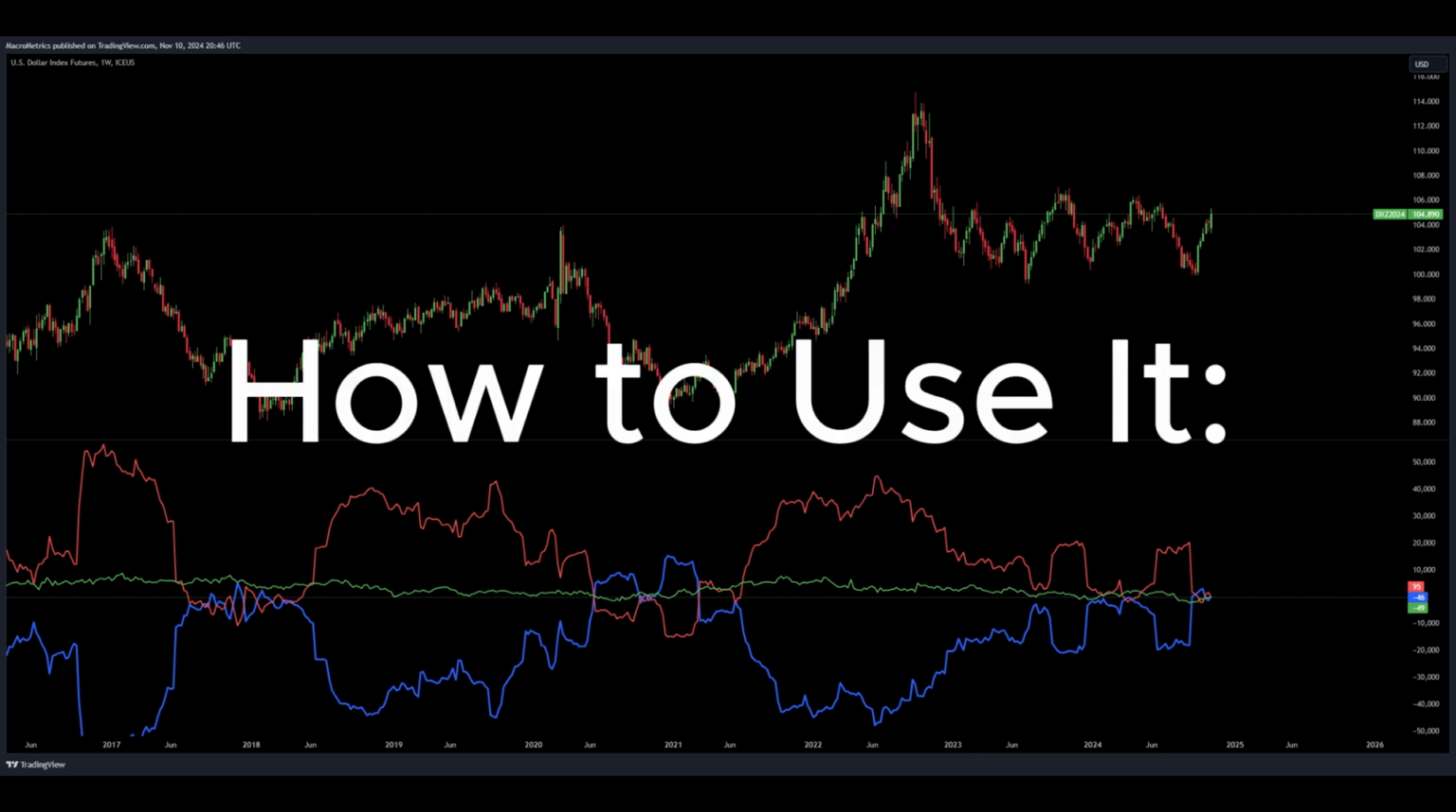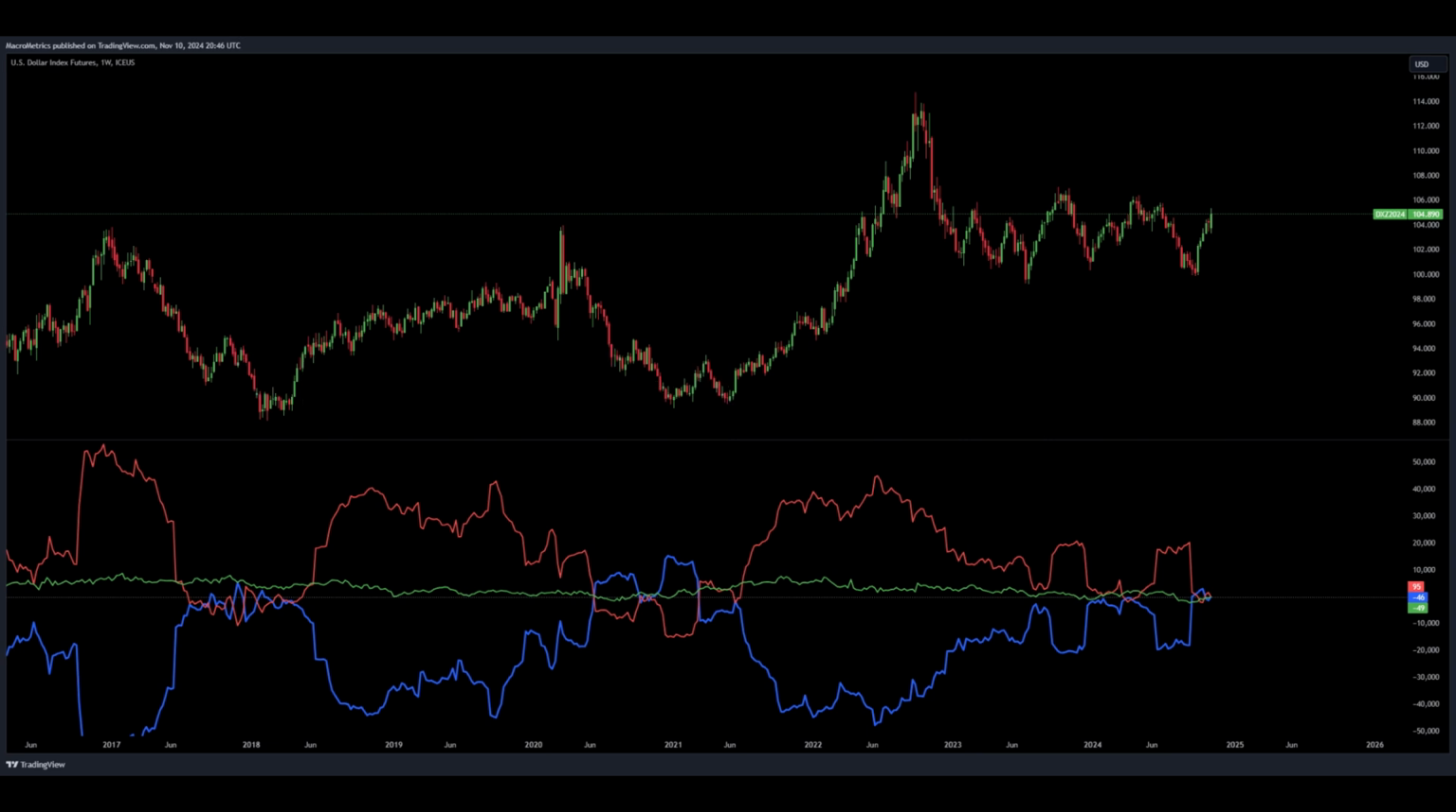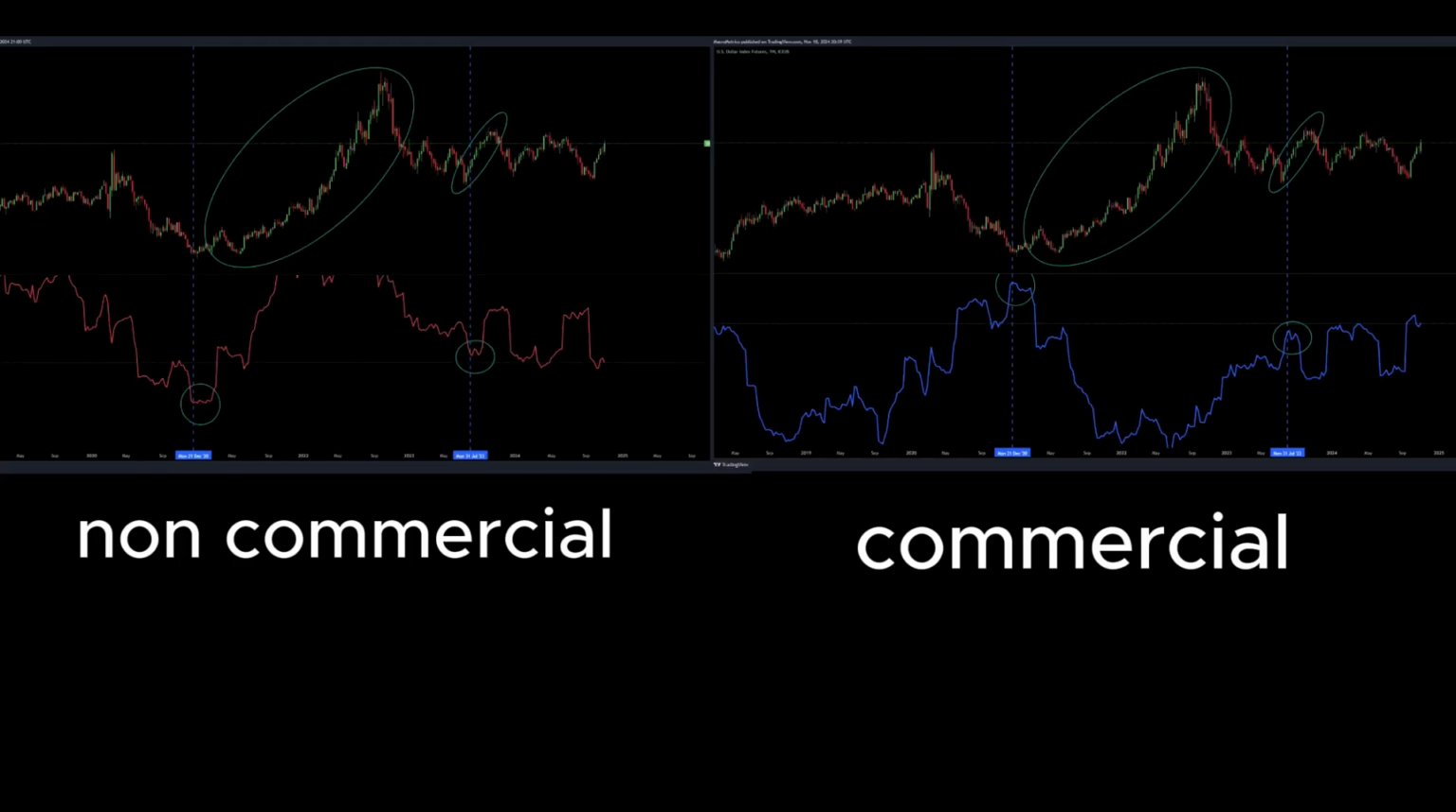How to use it. Interpret positioning. Compare the positions of commercials and non-commercials. For example, if commercials are long and non-commercials are heavily short, this could be a signal that the market is about to reverse, as commercials typically have a better sense of market fundamentals.